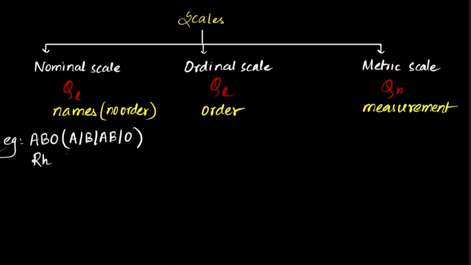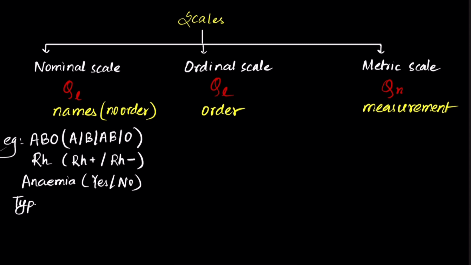Similarly, RH blood grouping. You have either RH positive or RH negative. Again, there is no particular order between the two. Anemia. You either have anemia or you don't have anemia. There is no particular order between the two answers. Type of anemia. It can either be iron deficient anemia or folic acid anemia or any other type of anemia. Again, they are all qualitative data present on a scale showing no particular order.